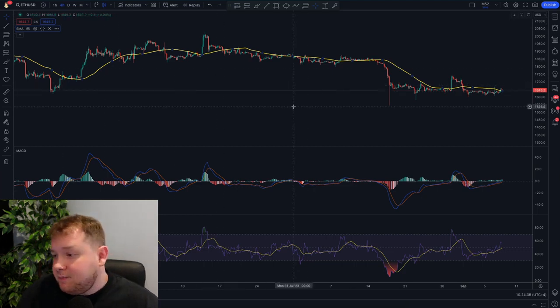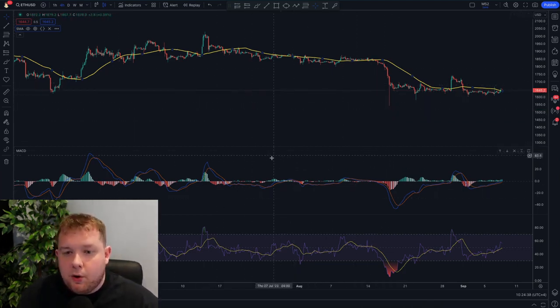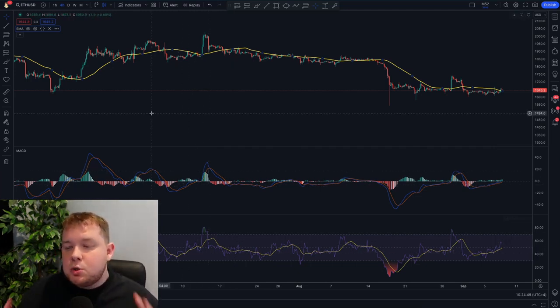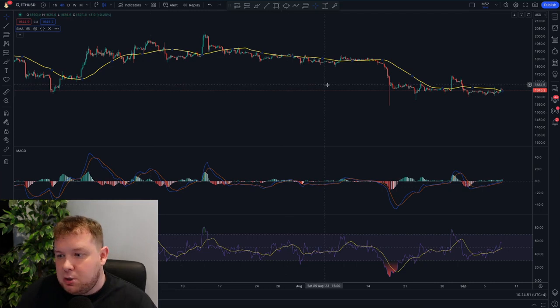So let's go over here to the chart and see what is going on. First of all, we have our SMA, we have our MACD right here with the MACD line, and we have our RSI. This is going to be a super simple strategy, and I want to keep it as basic and easy as possible for you to understand, so you can go ahead and make trades like this.